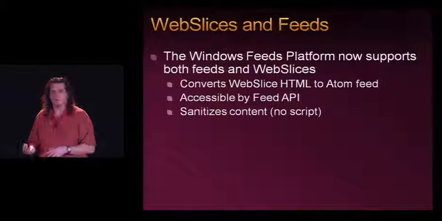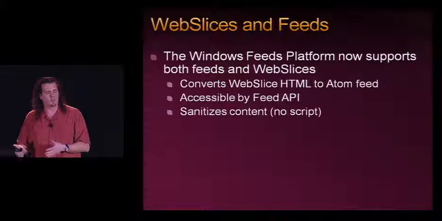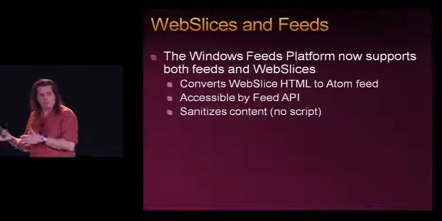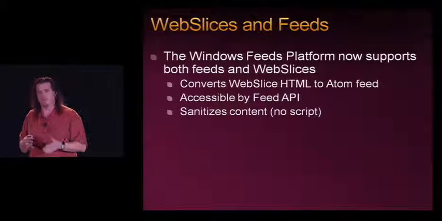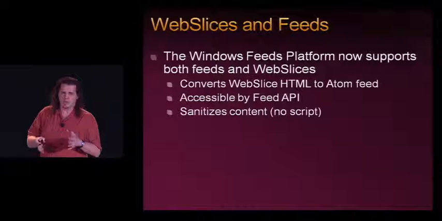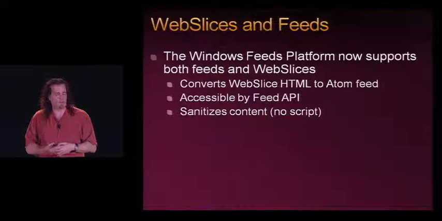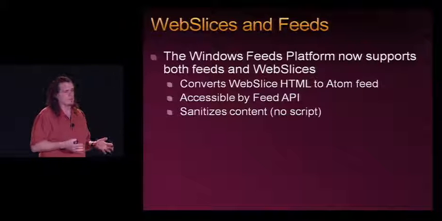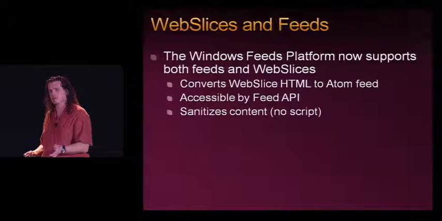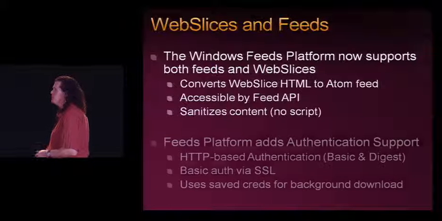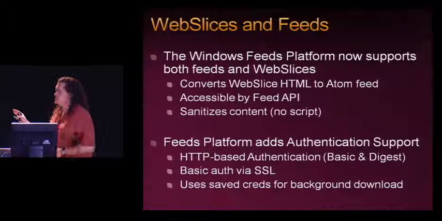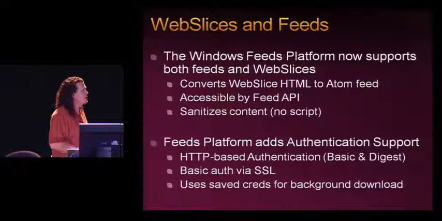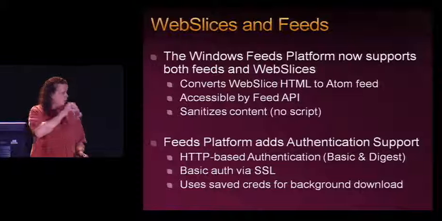So as I mentioned before, the Windows Feed platform is actually how we're supporting both feeds and web slices. So RSS, Atom, and web slices. Web slices are actually converted internally to an Atom feed and sanitized, so we remove all the script and anything that might be dangerous. And then you can actually get at those web slices through the feed API, the same way that you get to RSS feeds through the feed API. And finally, as a sort of side note, the feed platform now also supports authentication, which is one of the big requests we had coming off of IE7.